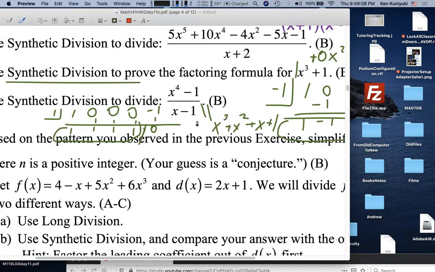By the way, to check it, you can multiply this by x minus 1. That's called telescoping, where you'll notice a bunch of cancellations. And you just get this big old guy, x to the fourth, and this straggler at the end, negative 1.